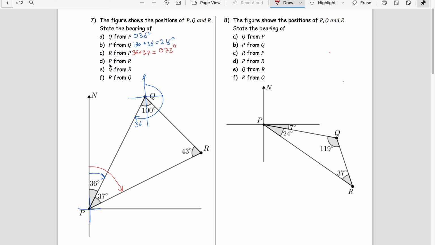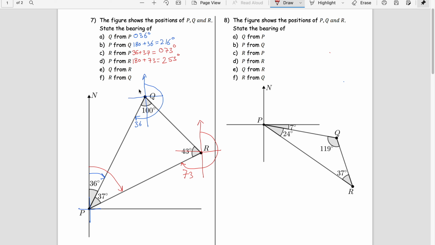D part says bearing of P from R. When it is from R, you draw this north line right here, and this complete angle is your answer. It was 73, so you bring 73 here as alternate angle, and now it is 180 plus 73, that is 253 degrees.